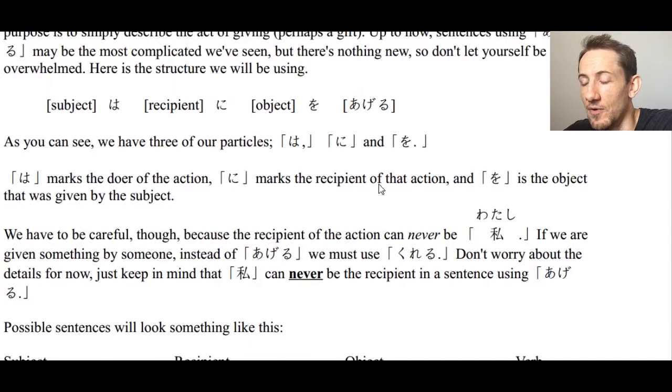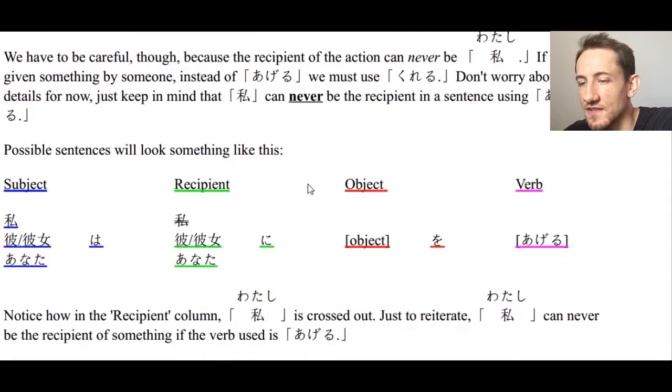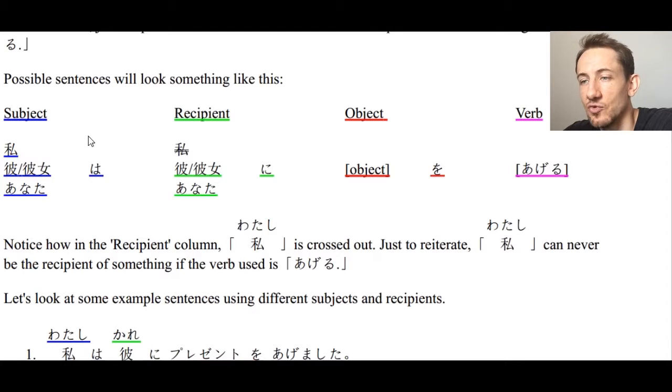We also have to be a little careful: when we use ageru, the recipient cannot be watashi. We'll learn later that we need to use kureru, but for now, understand that the recipient cannot be watashi. It can be anybody else but me. So our sentences are going to look something like this. The subject will be in blue, the recipient in green, the object in red, and the verb ageru in purple. These will help us see how the sentences are put together.